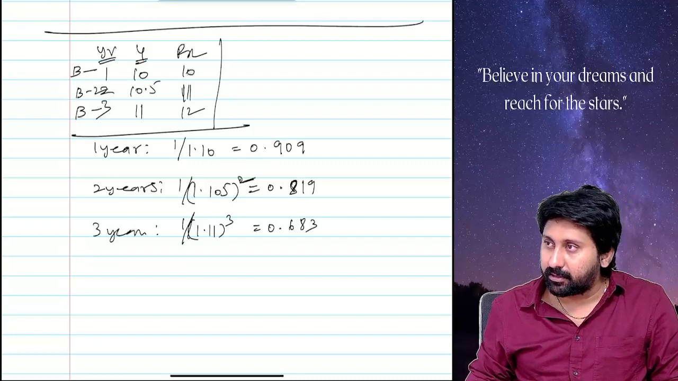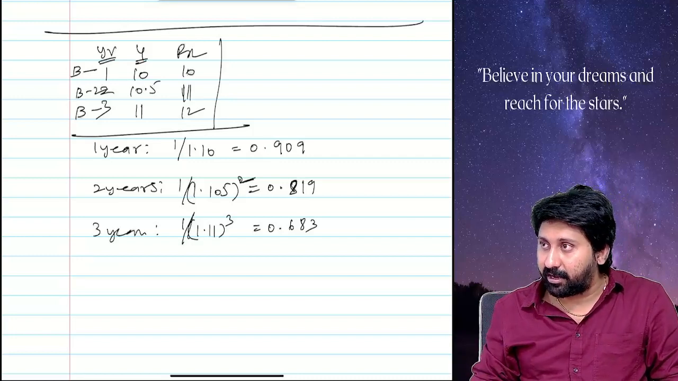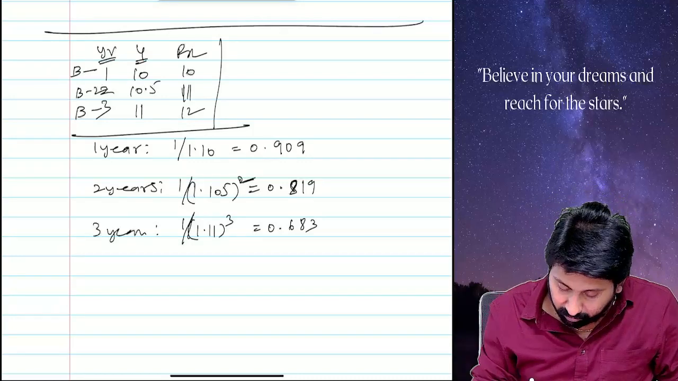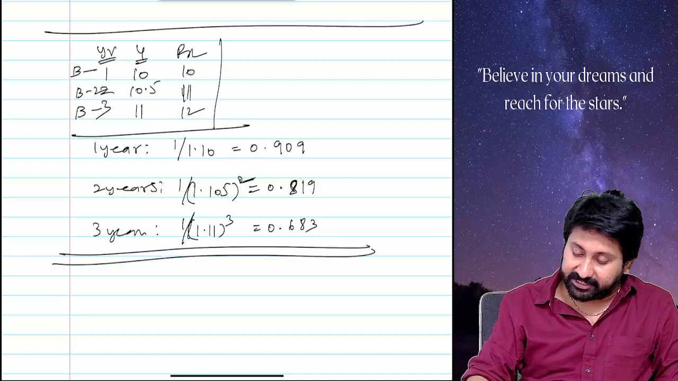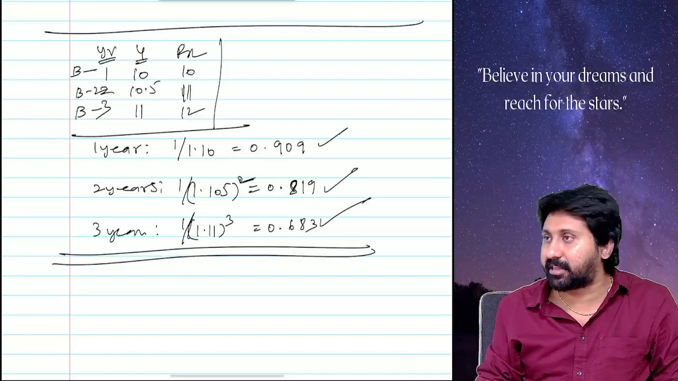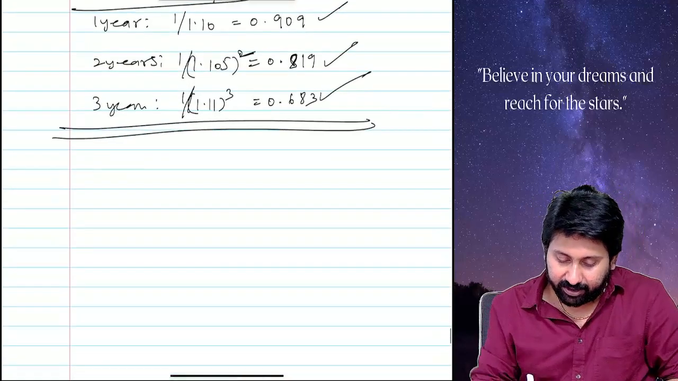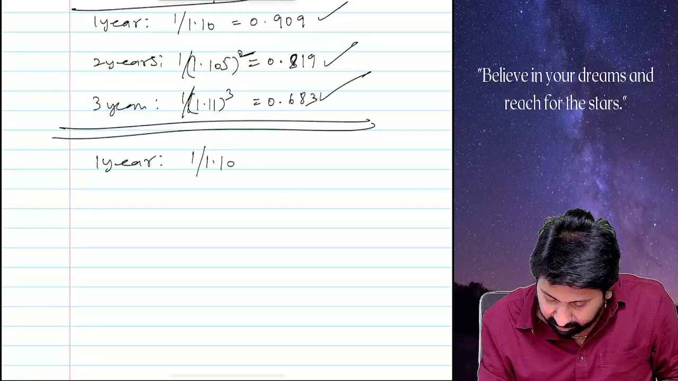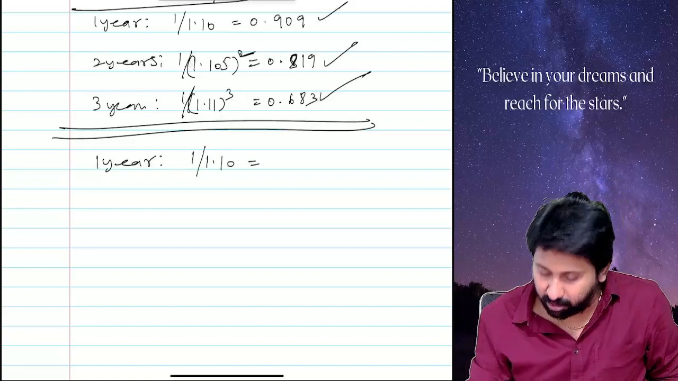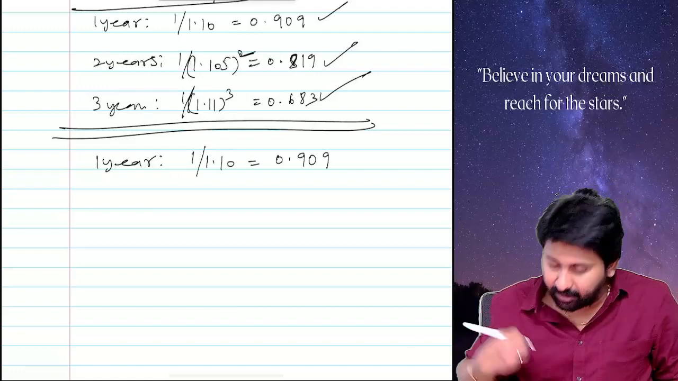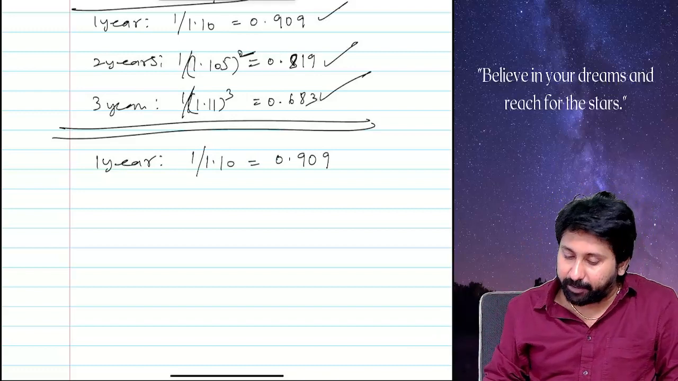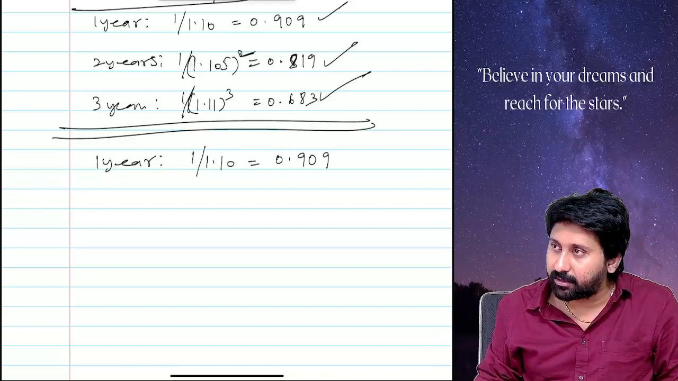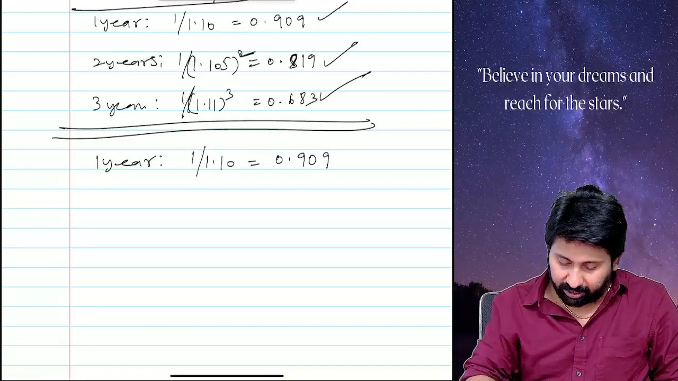Bond with 3 years life, for 3 years you have done. Correct? Now I want like this. This is for the second year, this is for the first year, this is for the third year. I don't want even this way. I want like this. 1 year means 1 by 1.10. Correct? How much will it become? 0.909. Okay? Now see here.